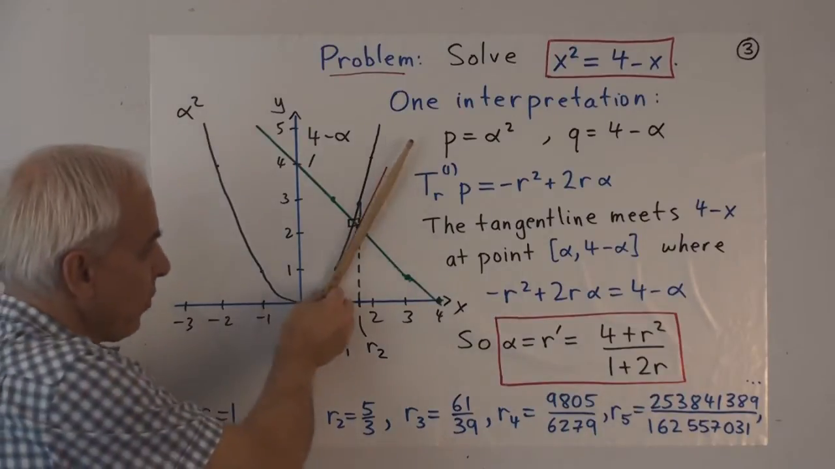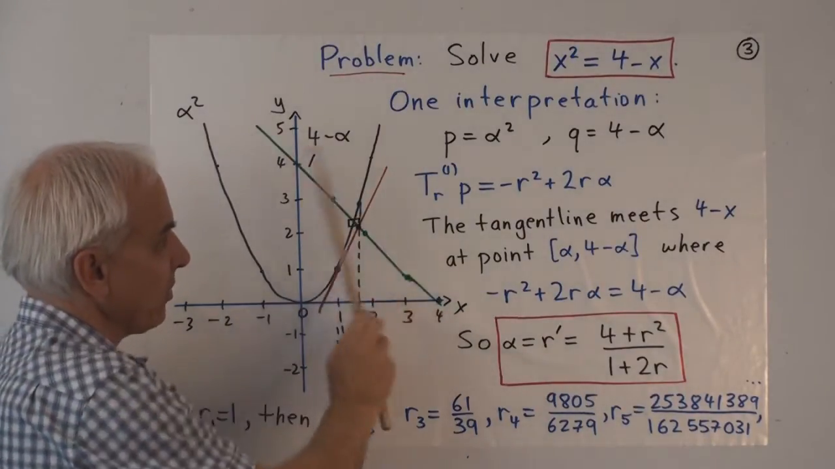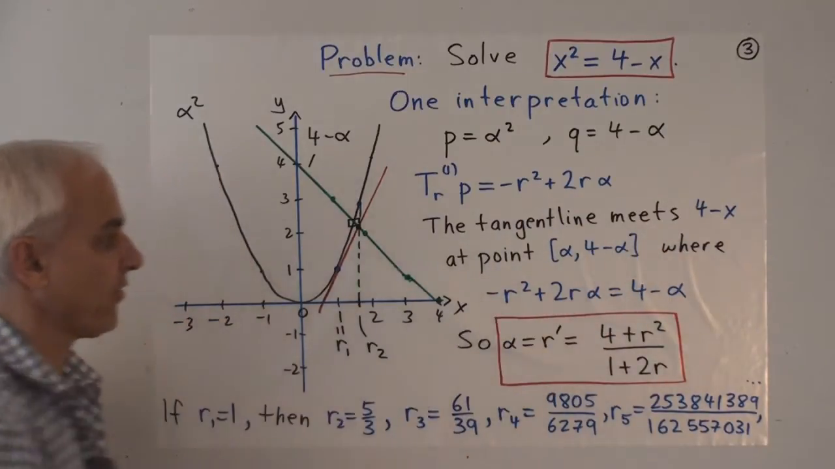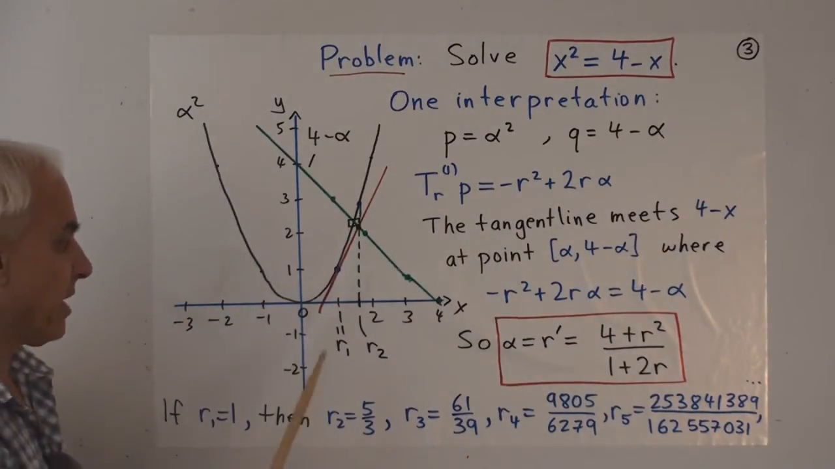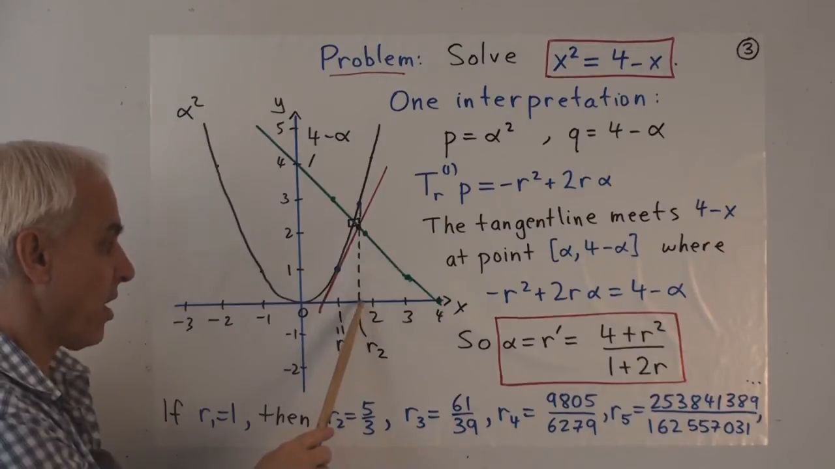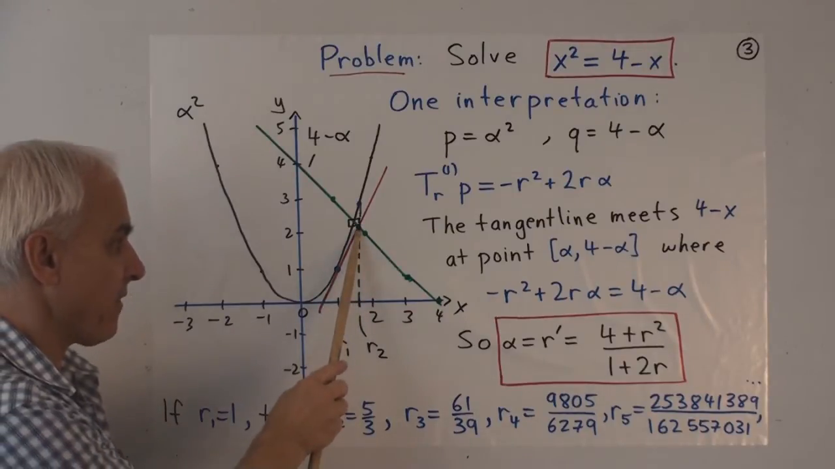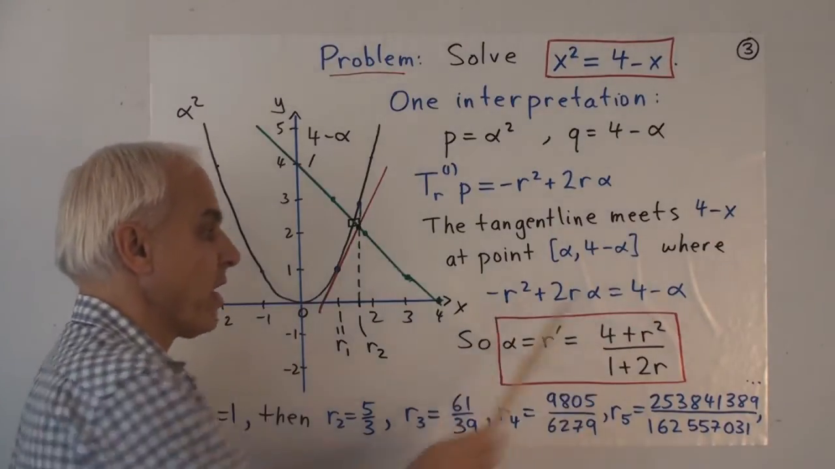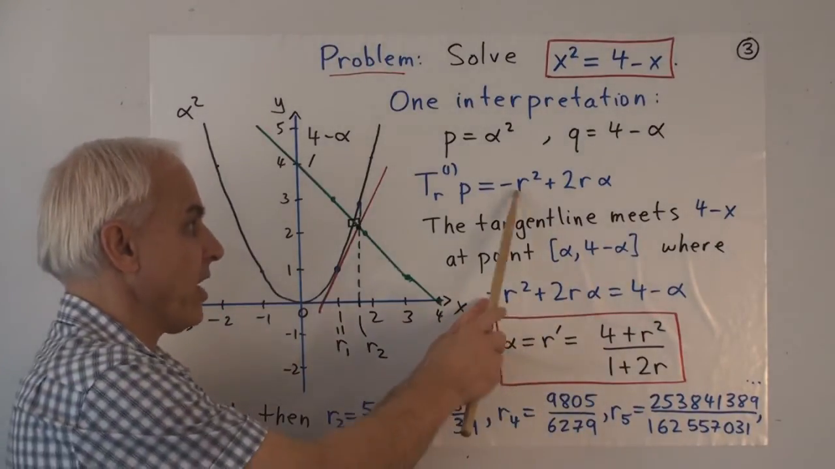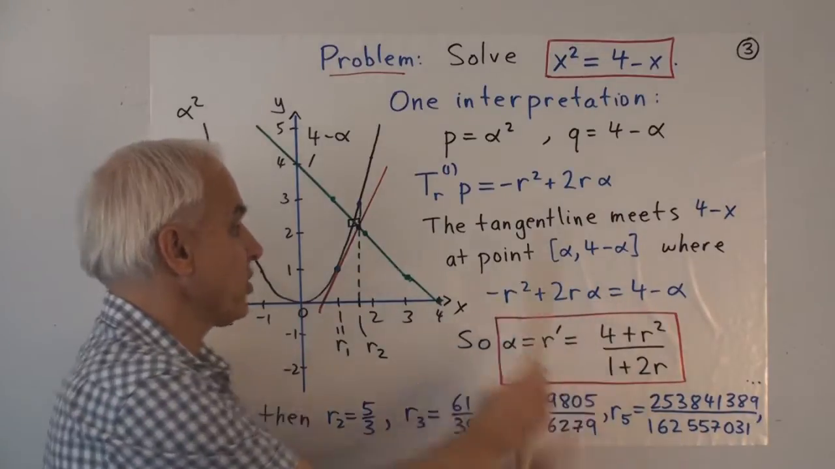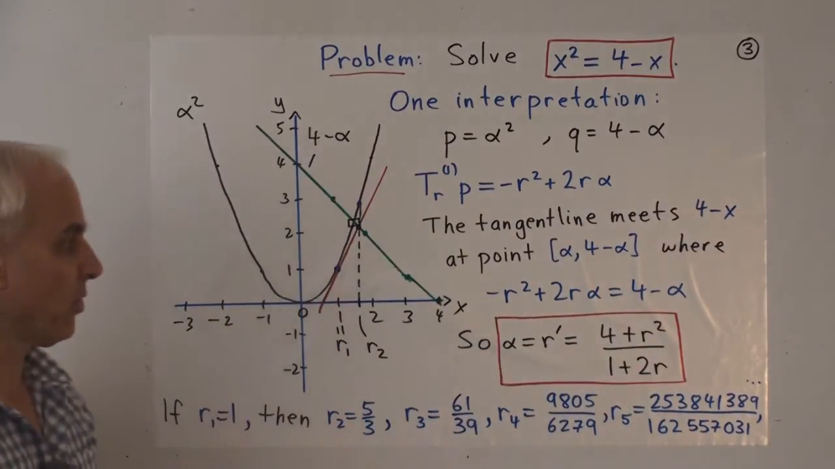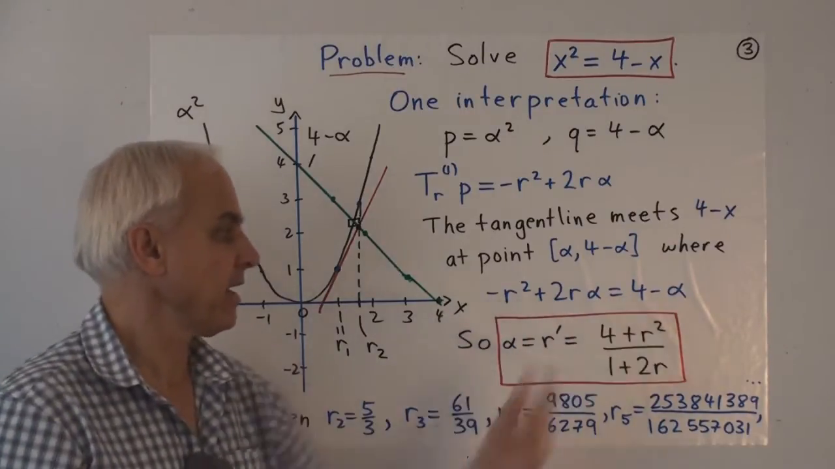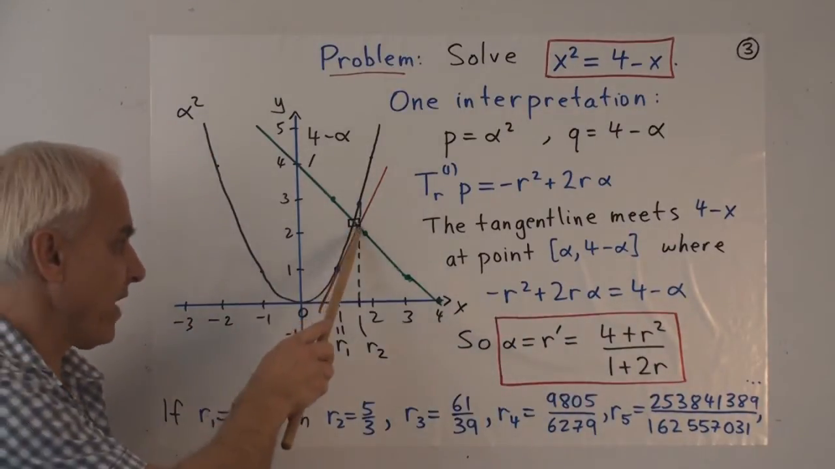So if we want to find out where this tangent line meets this green line, we're talking about where this tangent line meets the line 4 minus x. And it will do so at some point whose coordinates are alpha, 4 minus alpha, where alpha is the solution to this equation here, where we just set the equation of the tangent equal to the equation of the line. So we're looking to see which alpha or x value makes this equation satisfied. That's finding that intersection.